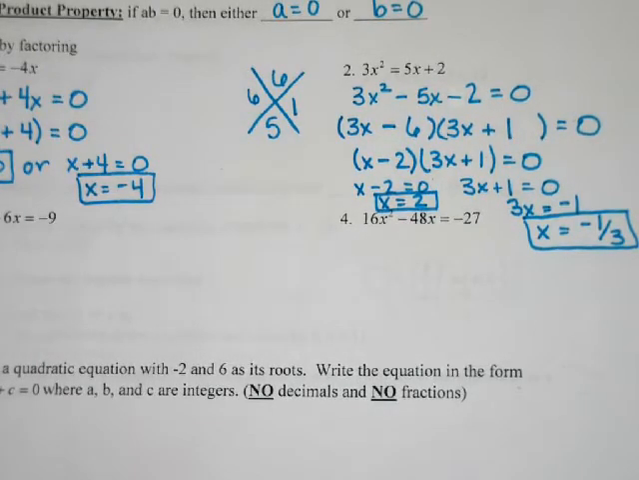Okay, questions on any of those? So if we graph that guy, and you can do it if you want, he would cross at positive 2 and negative 1/3.